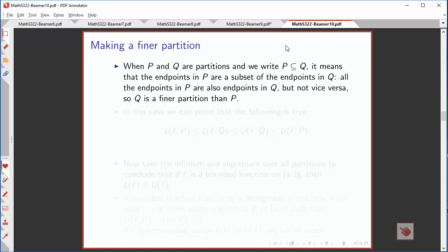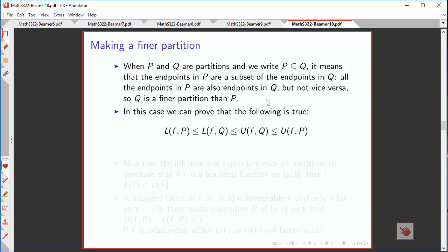Now, how can we make finer and finer partitions? Well, let's think about two partitions P and Q with the property that the subdivision points in P are a subset of the subdivision points in Q. In other words, you make Q by taking the partition P and further subdividing one or more of the subintervals. So Q is a finer partition than P. This is hard to remember. You say P is a subset of Q, but that means that P includes fewer subdivision points. It's a coarser partition. Q is the finer one.